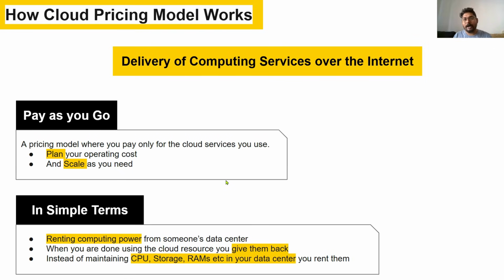So you take 2 cars if you need. You take 1 car as you need. So based on your need, you rent a car, and once you have used it, you return it back. The same thing happens; a similar pricing model works with the cloud. When you are done using the cloud resources, you give them back. Instead of maintaining CPU, storage, RAM, etc. in your data center, you rent them like you do for a car. So that is how the cloud pricing model works.